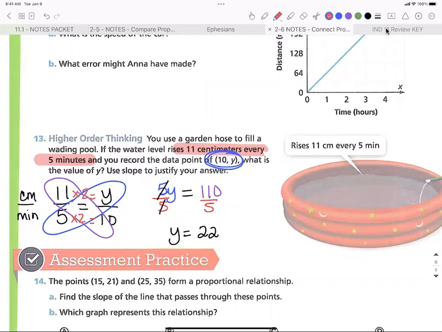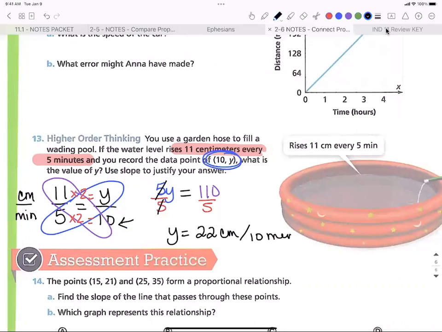22 what? Centimeters per what? Not 1 minute. Per 10 minutes. You got to be careful. What if I wanted to know what the rate was per 1 minute? Yeah. If I want to know what it is per 1 minute, and you do have a couple questions like that on your homework where it wants to know per 1 minute, then you got to know your denominator has to be 1, and you divide by 5, and you divide by 5, and you get 2.2.